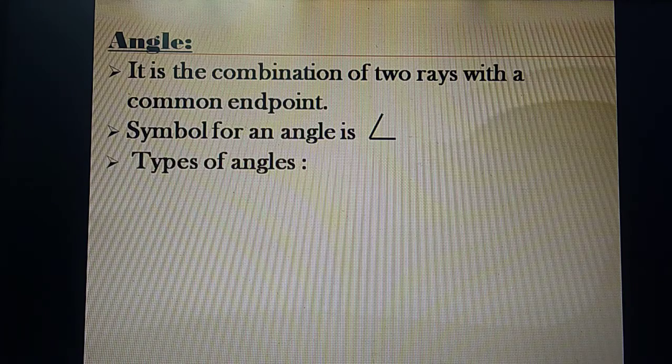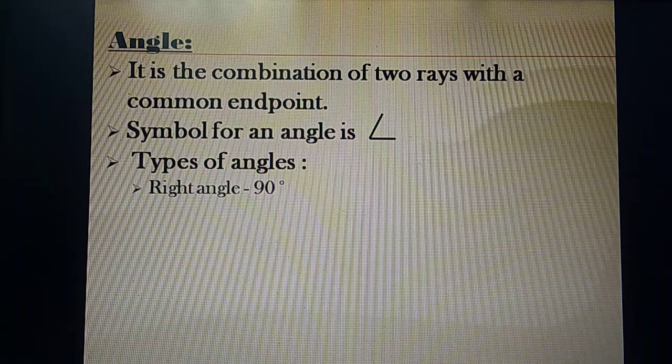Now there are different types of angle based on the measurement. The first one is right angle. If the angle measure is 90 degree, that is, both the lines are perpendicular to each other, then the angle is treated as right angle.